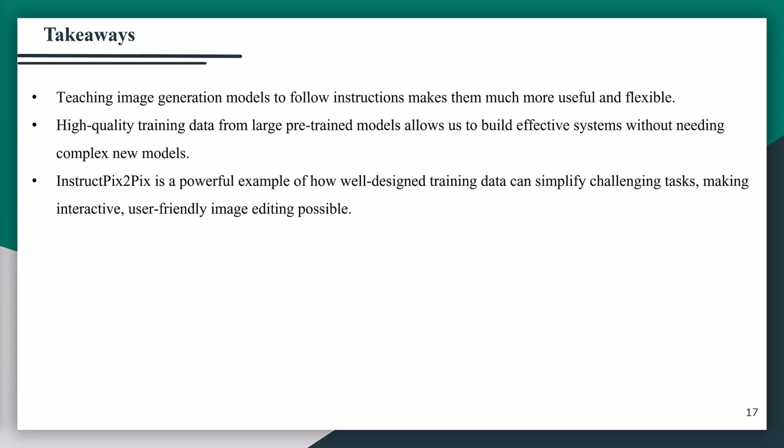InstructPix2Pix shows us the power of good training data. When we have a strong dataset, even a straightforward model can produce impressive results. So this method opens up new possibilities for creating interactive instruction-based tools that are intuitive and user-friendly.